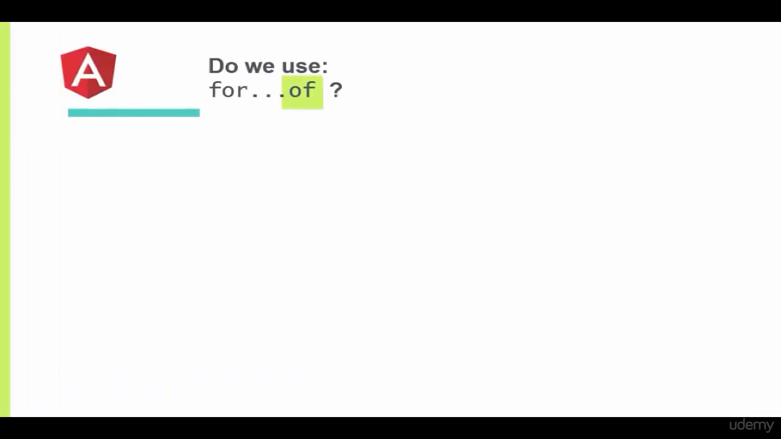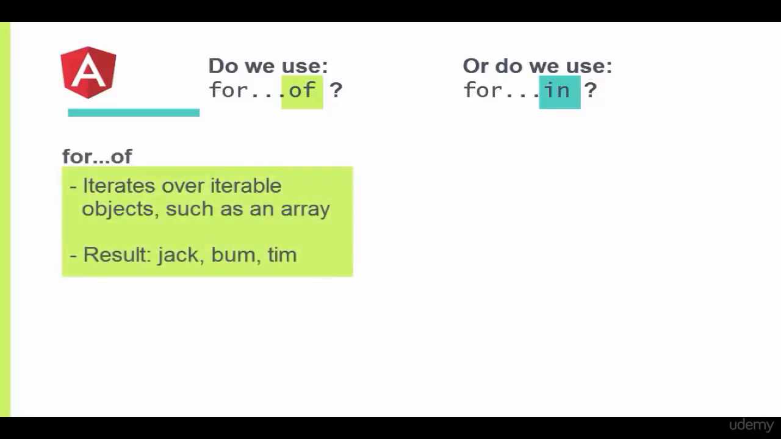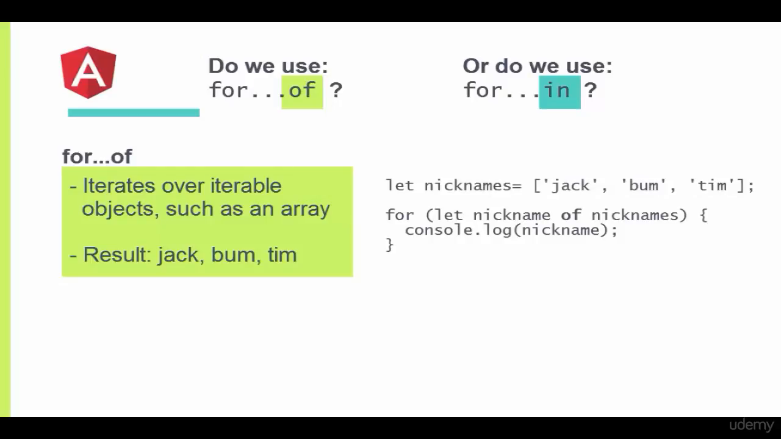The reasoning for this has to do with ES 2015 for loops. ES 2015 has both a for of loop and a for in loop. The for of loop is similar to a for each style loop in that it iterates over an iterable object, such as an array, for example. Say we have an array of persons' nicknames. If we use for of to iterate over this list, we will see each nickname logged to the console.